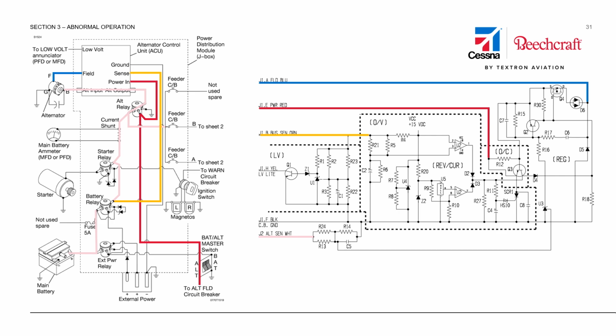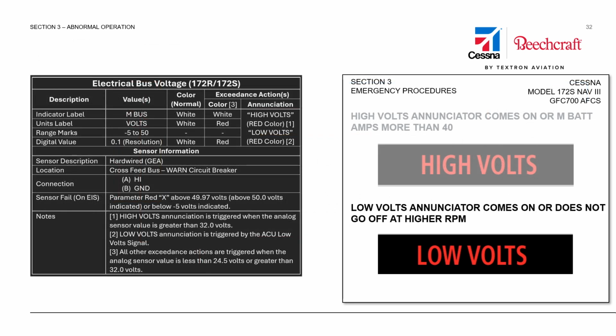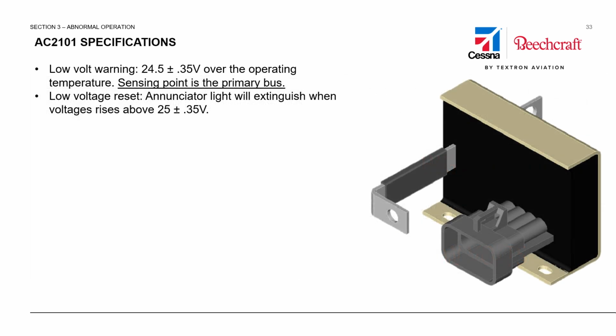While it may be likely that an overvoltage condition is caused by a faulty ACU, that may not be the only possibility here. Another annunciation or CAS message a flight crew may see is low volts. If we take a peek at note 2 on our specifications, we see that low volts is triggered by the ACU low volt signal. Again, as we go back to our AC 2101 specifications, we have a low volt sense.